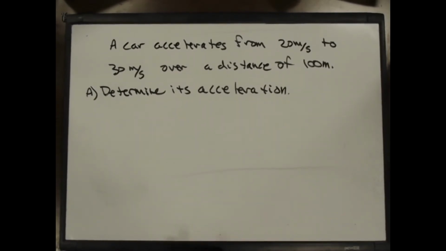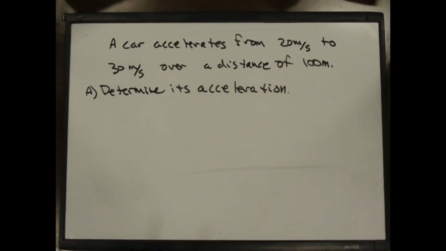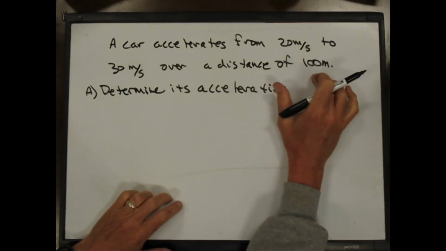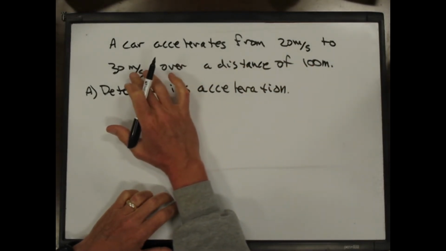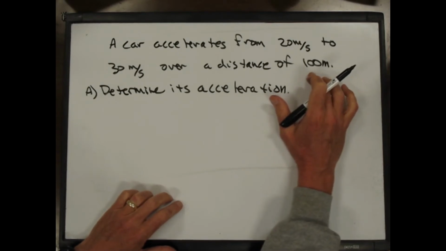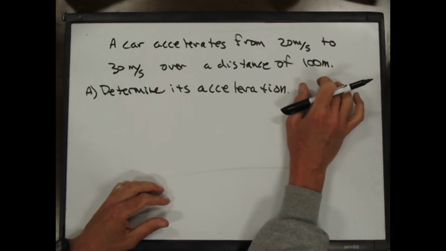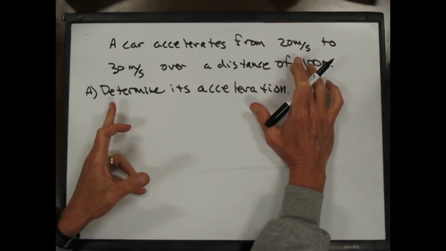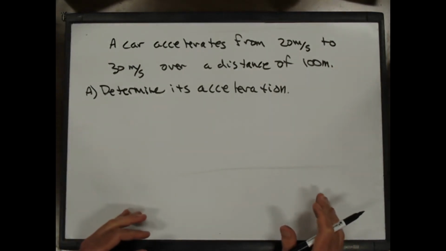So a car accelerates from 20 meters per second to 30 meters per second over a distance of 10 meters. Determine its acceleration. Previously, I'd given you problems where, instead of over a distance, I give it over a time. So I say a car accelerates from 20 meters per second to 30 meters per second in 10 seconds. And the acceleration is just the change in velocity over the change in time. But here you have a distance now. And so you can't just do something that simple. You can't divide the difference in velocities by the distance and get the acceleration. And so we have to go back to our little list of equations, right?